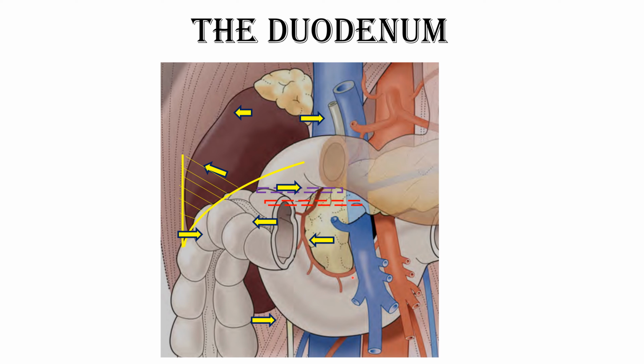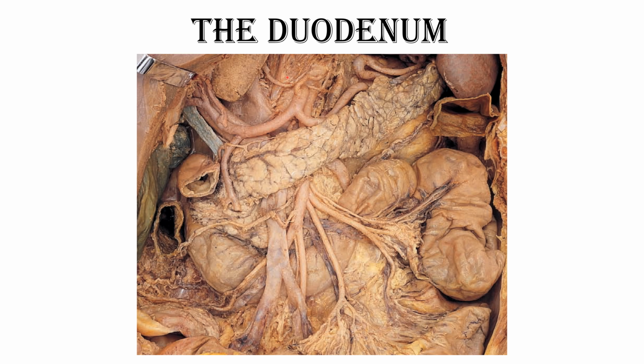Laterally will be the capsule of the right kidney and the right colic flexure. Medially will be the head of the pancreas and the termination of the bile duct, that is the bile duct which passes deep to the first inch and then deep to the head of the pancreas to reach the second part. That's the relations of the second part.